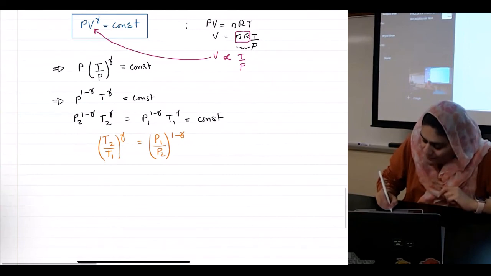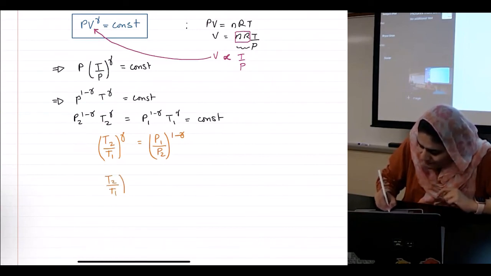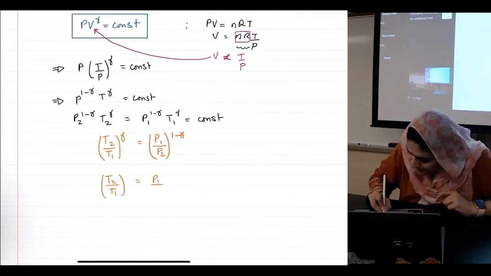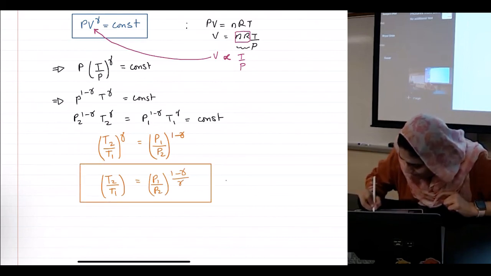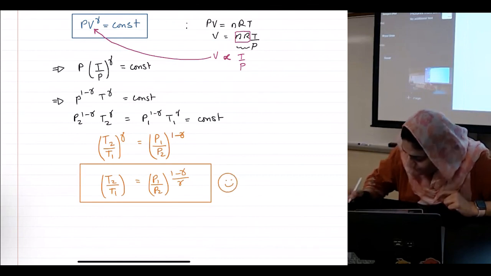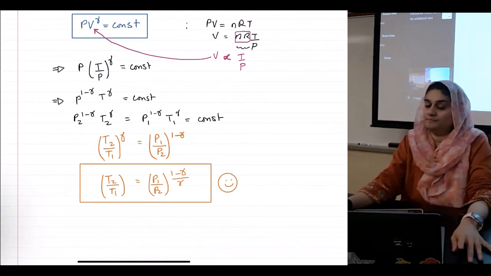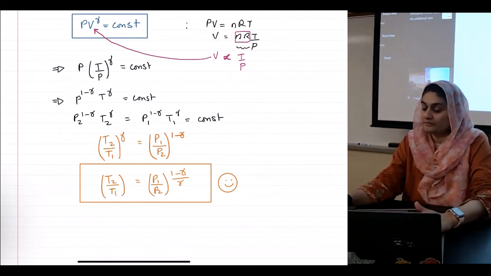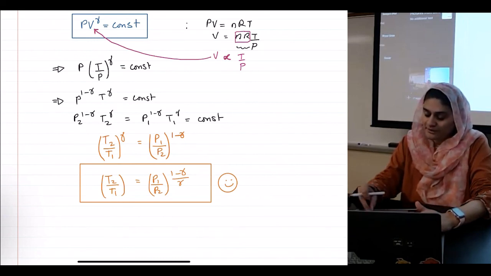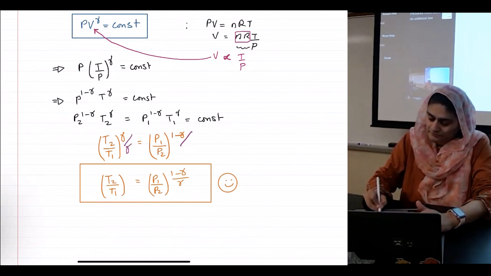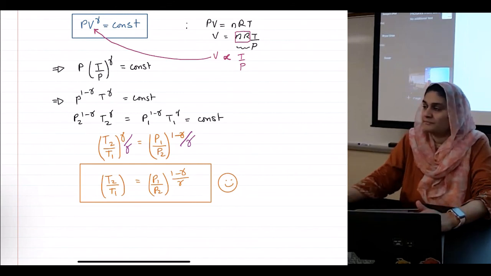And then may I rewrite this as equal P1 over P2 to the 1 minus gamma over gamma. I'm going to call this my smiley face equation. Why did it get... The gamma did not go away. What did I do? Anyone want to explain what I did? You square root both sides by gamma. Why did the gamma cross the room?